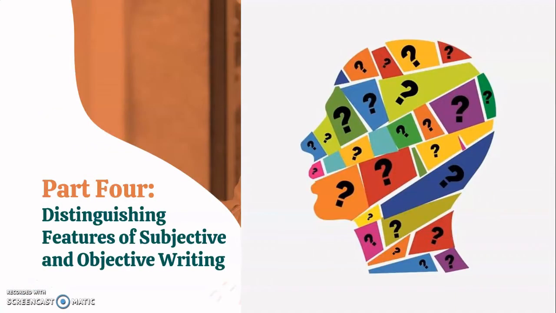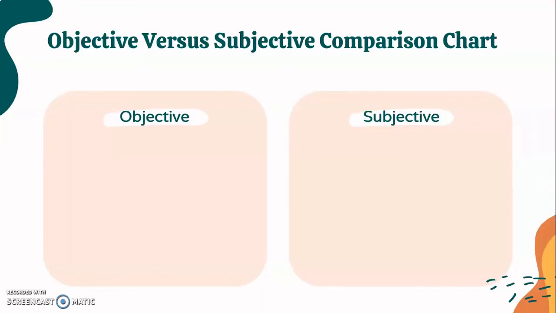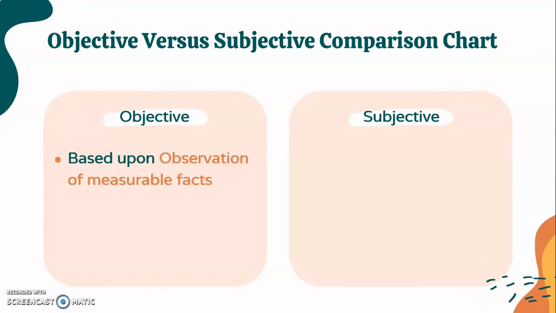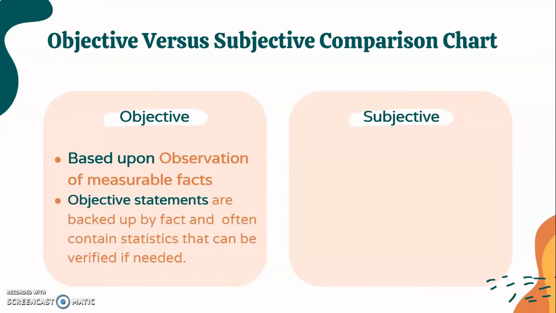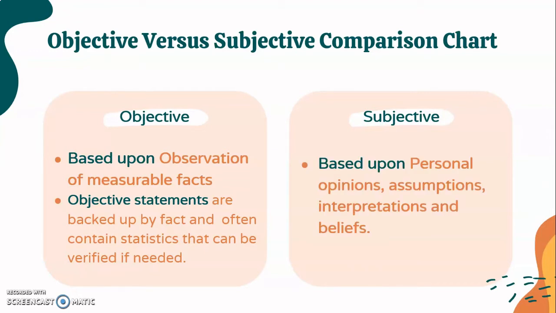Okay, now let's come to part 4, distinguishing features of subjective writing and objective writing. Let's compare both of them one by one. Let's see the comparison chart here. First, objective writing. It's based on observation of measurable facts, and that means objective statements are backed up by facts and often contain statistics that can be verified if needed. However, subjective writing is based upon personal opinions, assumptions, interpretations, and beliefs.